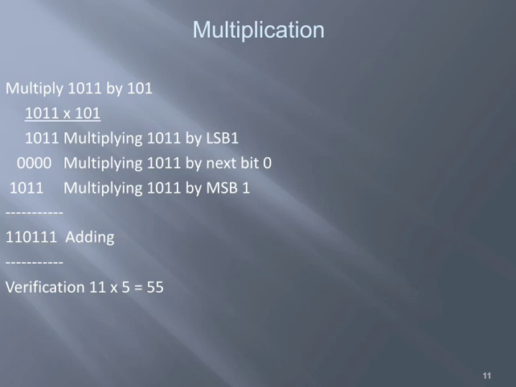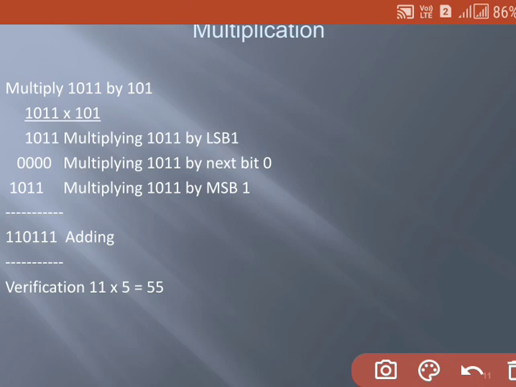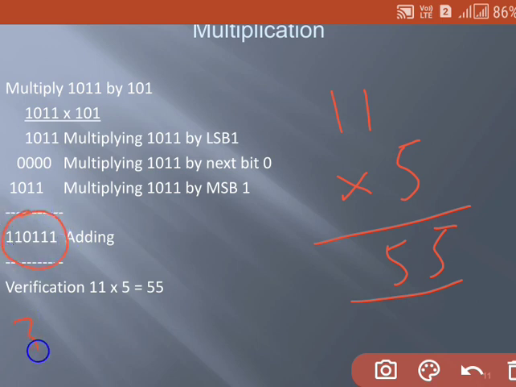You can also verify it with decimal numbers. The corresponding decimal for 1011 will be 8 plus 2 plus 1, that is 11, into 101 means 5, so 11 into 5 will be equal to 55. So 55 means this corresponding decimal will be 55. It will be 32 plus 16 plus, after that 8 will be 0, 4 plus 2 plus 1, that will be 7, which is equal to 110111, 55.